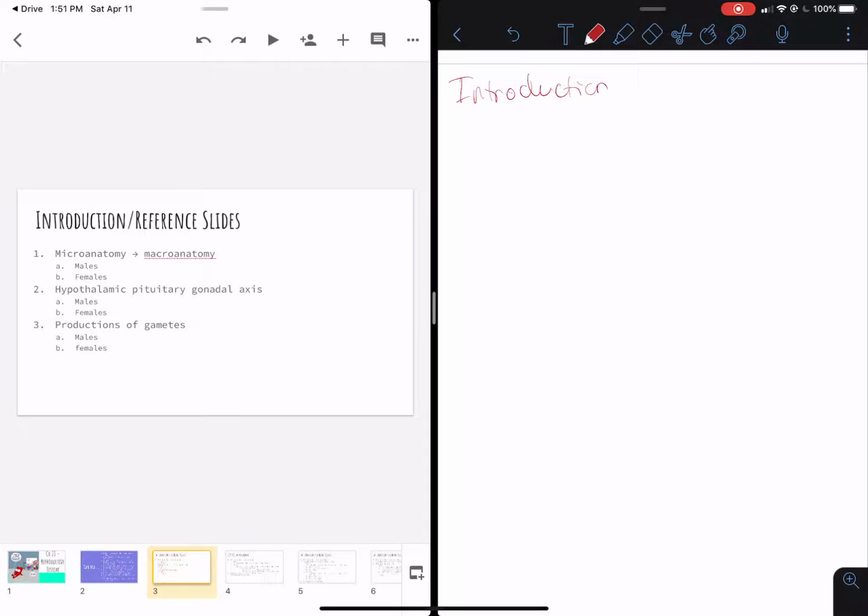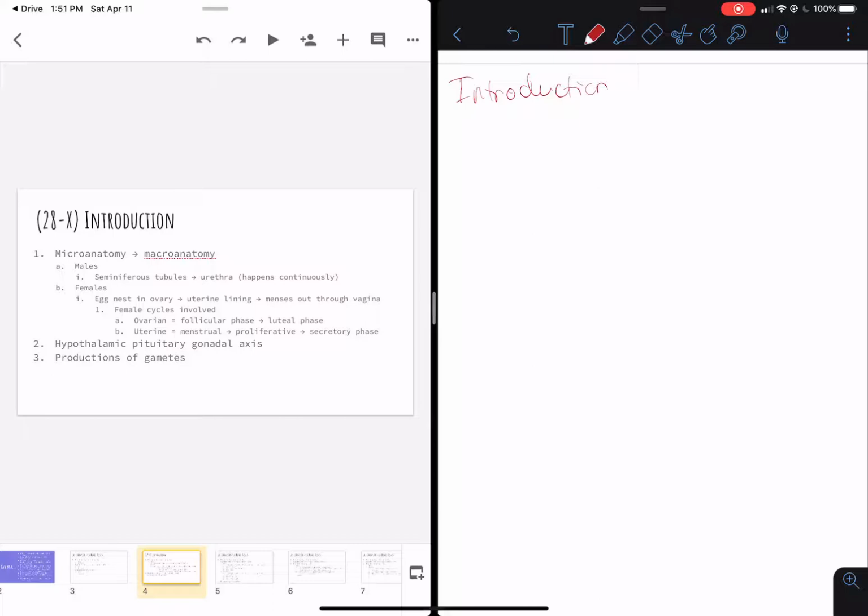So that's what I tried to do here with our lecture slides at the beginning. You see I have 3 points, microanatomy to macroanatomy. And I have a summary for both males and females that we'll talk about briefly, and then we'll go into the details later. And then the hypothalamic pituitary gonadal axis, so these are all the hormones, and then production of gametes. For each male and female, there'll be more specific names for each of these subsections that you'll want to add into these sets of slides, but for now let's just intro them, so that whenever we start talking about them, you can refer back to your notes. Each following slide goes into detail.